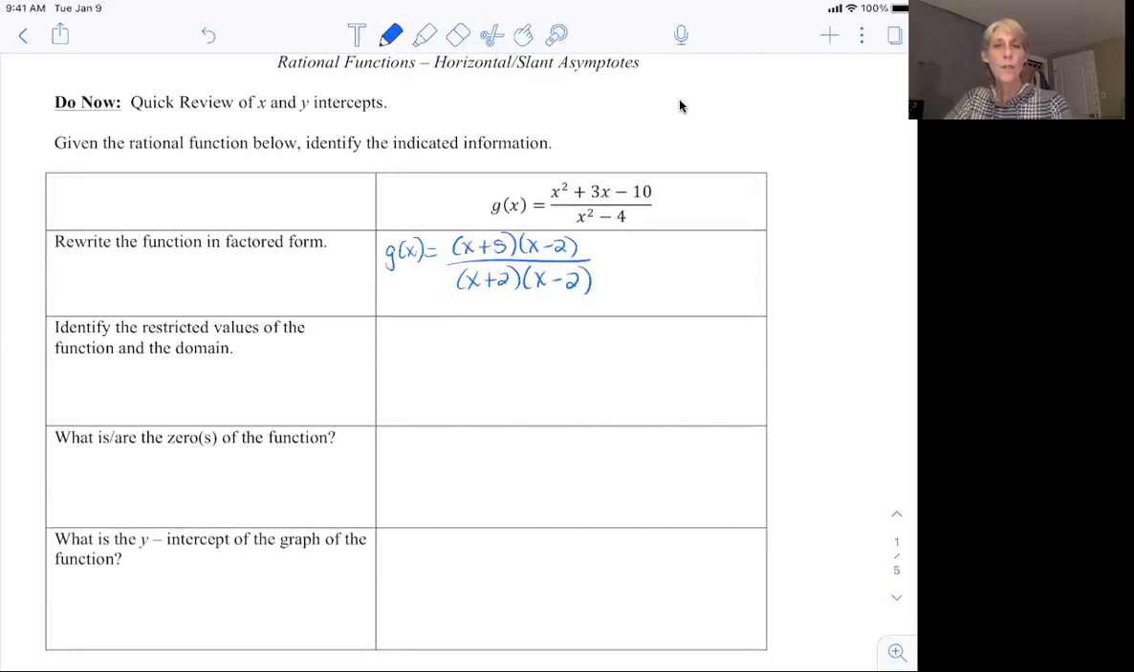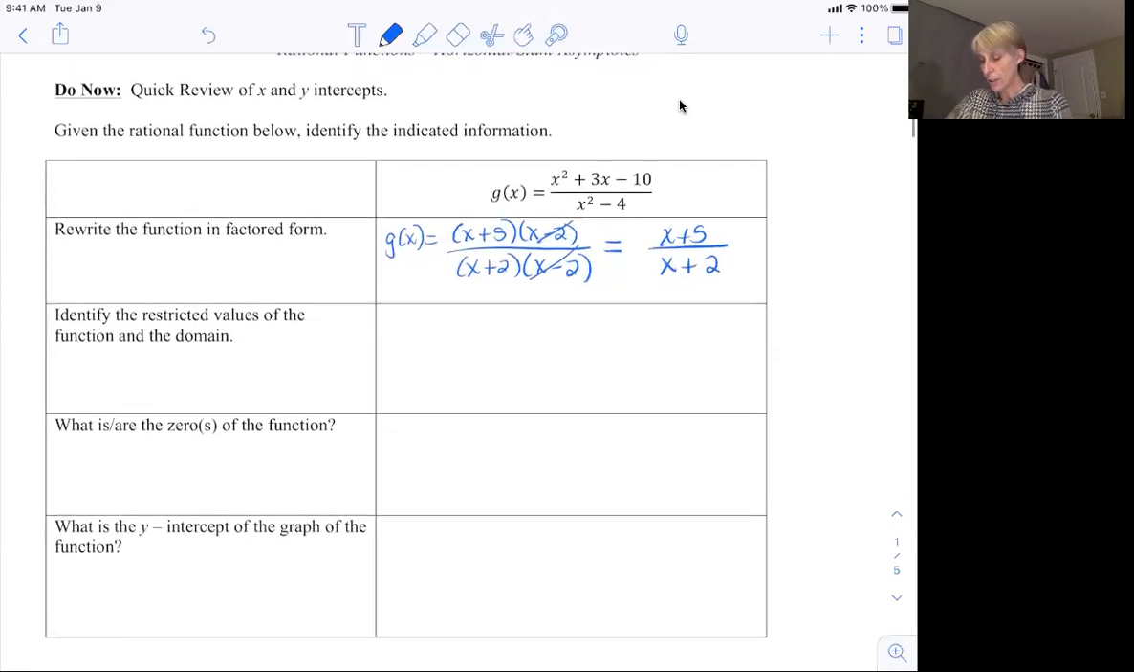And usually the reason we're writing it in factored form is so we can simplify it and write it in what we call simplest form. And if you remember from yesterday, there's times when we're going to use the factored form, and there's times when we're going to use this simplest form.